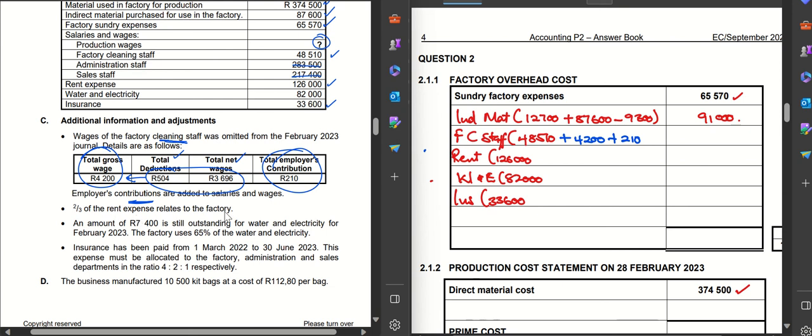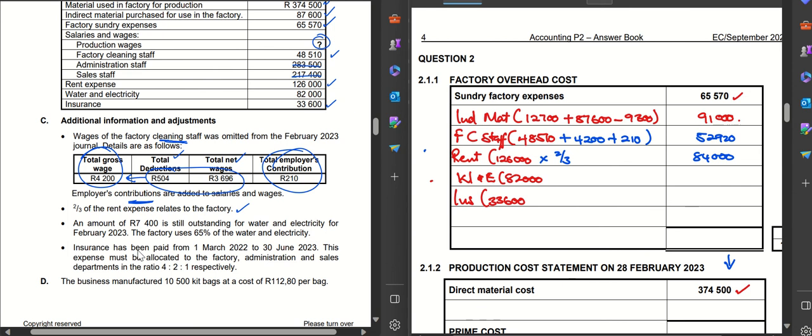2/3 of the rent expense relates to the factory. So I'm going to come here and I'm going to say this, then I want to get 2/3 of that because that is what relates to the factory, and I'm going to end up now with 84,000 over here. Okay, so if I close this bracket there, I was going to get 52,920. Okay, I'm going to close it such that I'm able to complete the production cost statement as well.